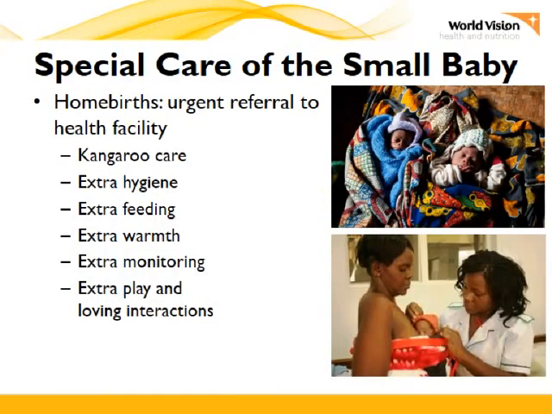For special care of the small baby, obviously if it's been a birth that happened at home, we're going to need to refer them urgently. These are the additional actions that should be done for any small baby that's being cared for in the community, even if they're having facility-based support. So the first one is that mothers should be doing kangaroo care, so skin to skin, front of the chest, wrapping of the baby.